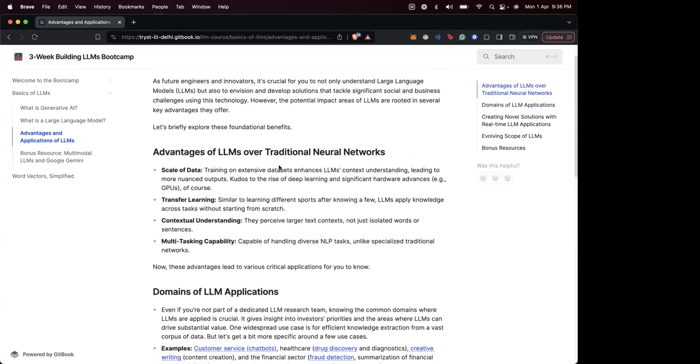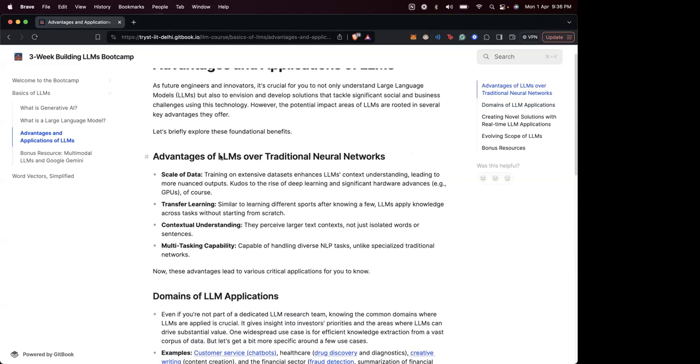So, the advantages of LLMs over traditional neural networks. One is the scale of data. Training on extensive data sets enhances an LLM's context understanding, leading to much more nuanced outputs. The rise of deep learning and significant hardware advances, of course GPUs, has allowed such a large scale of data to be the training data set at the back.